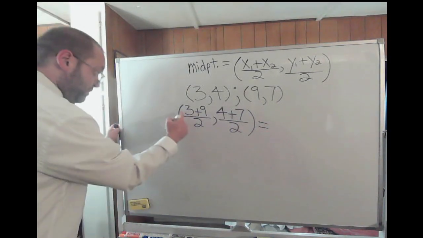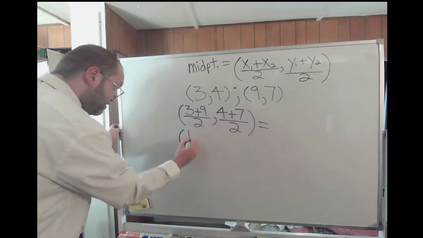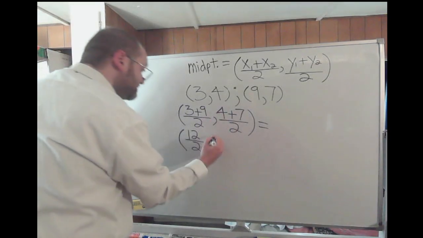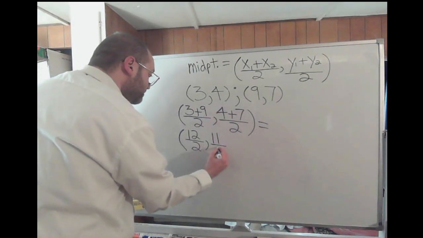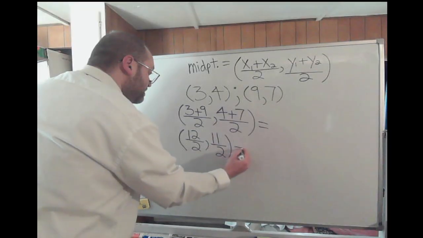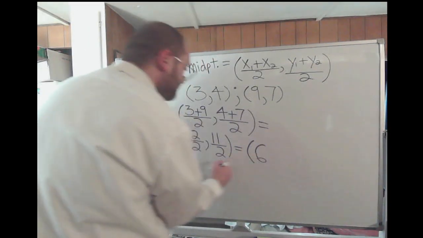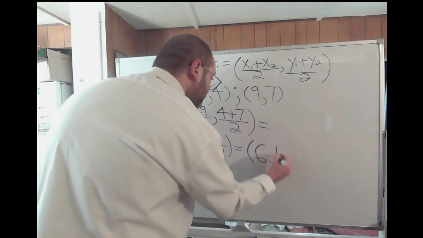Which, let's see, 3 plus 9, that's going to be 12. So you'll have 12 divided by 2. Then 4 plus 7, that's 11 divided by 2. Which we know 12 divided by 2, that's 6. But 11 halves don't simplify any further.